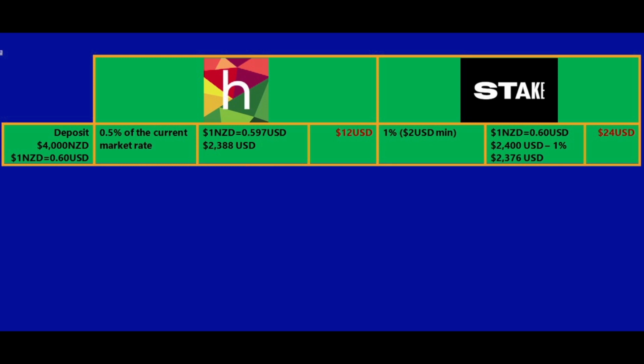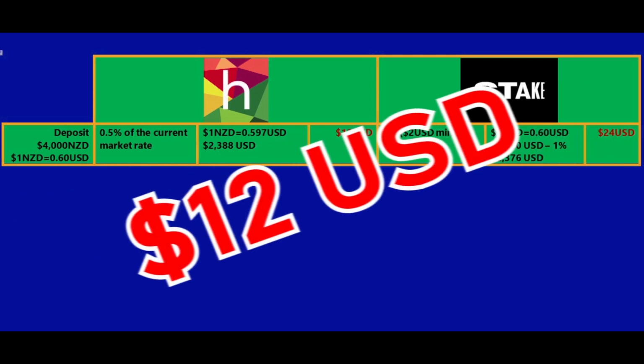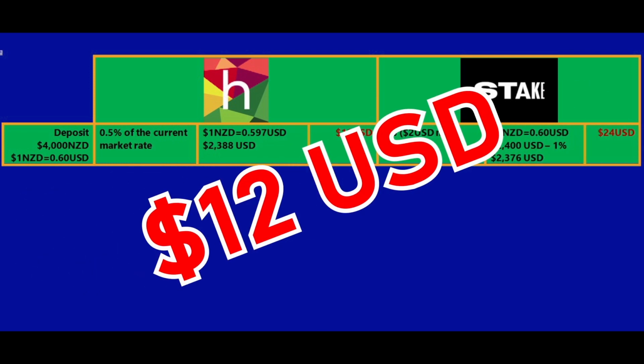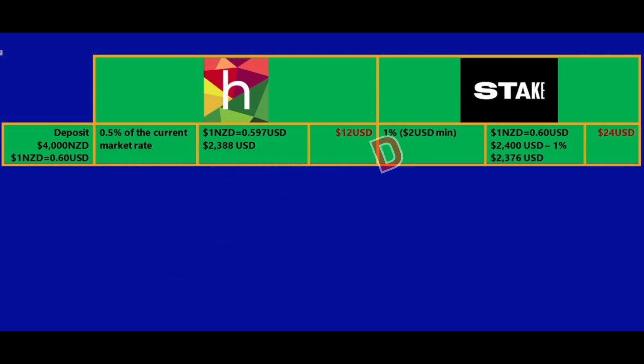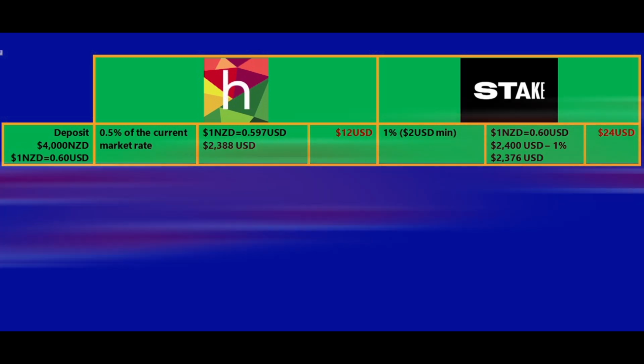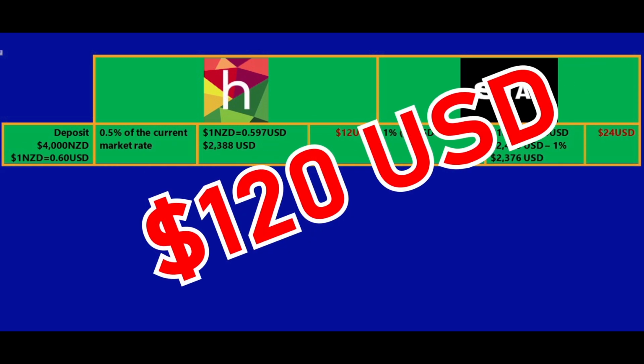So at this point, when you compare the two, the difference in the amount paid in fees is 12 US dollars. Keep in mind, the bigger the amount you deposit, the bigger the difference would be. If you deposit 40 New Zealand thousand dollars instead, the difference would be 120 US dollars. Okay, moving on. Now it's time to buy.